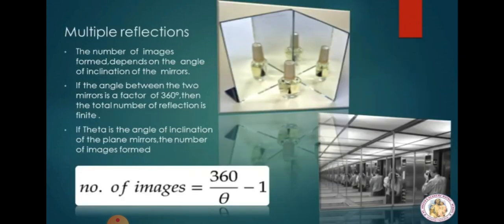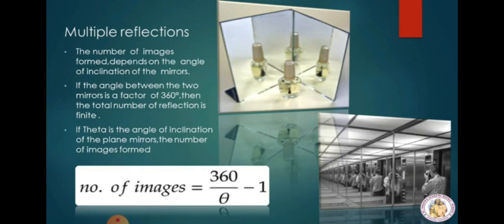Multiple reflections. Let's do an activity to know the multiple reflection. It's simple. Take two plane mirrors and keep them perpendicular to each other. Place an object in between them as shown in the picture. Here in the picture, a bottle is placed in between the two perpendicular plane mirrors. So here you can see the images of the object. How many images do you see in the mirror? You can see 3 images. How is it possible to have 3 images with 2 mirrors?